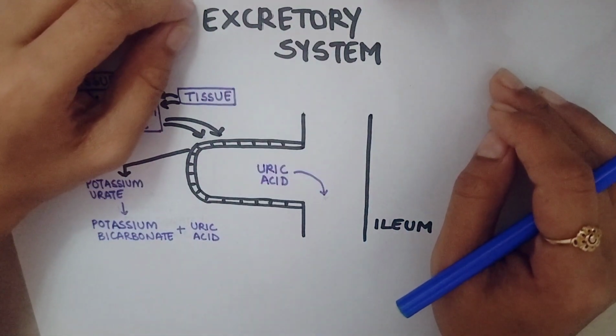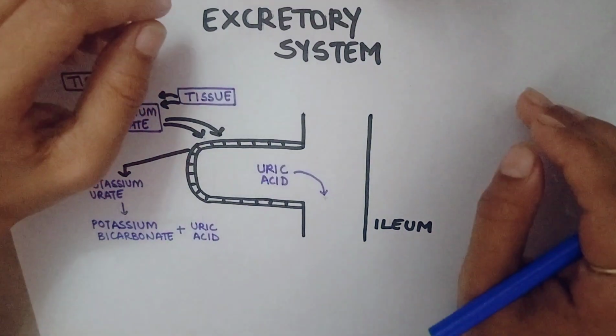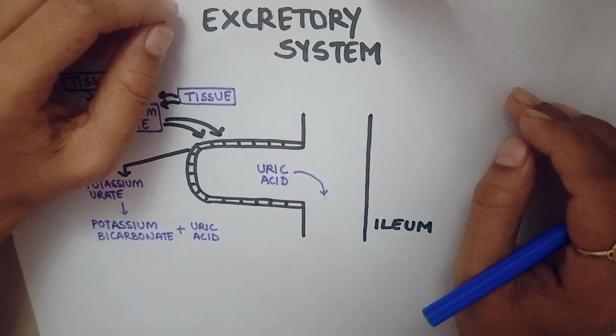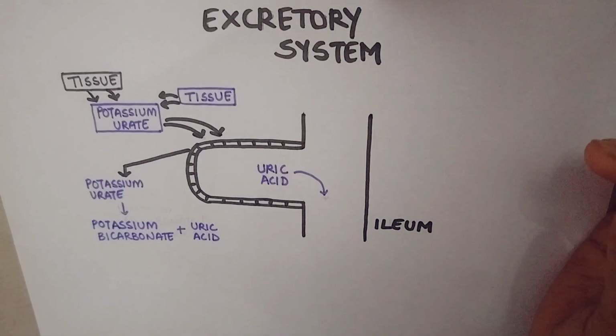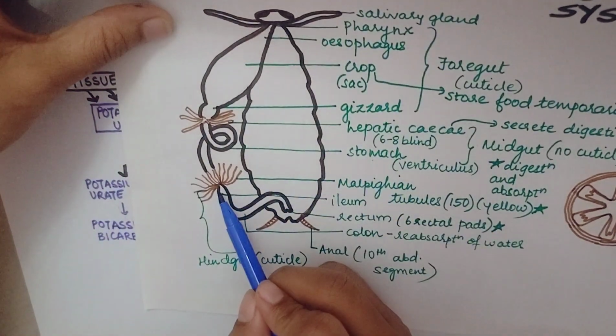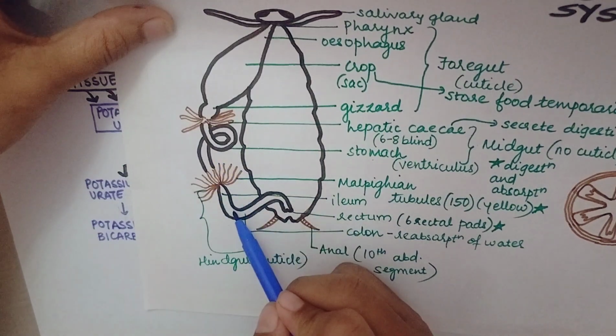In this video, we are going to learn about the excretory system of the cockroach. Now, as discussed earlier, you know that Malpighian tubules are the main excretory organ of the cockroach. So, where are these Malpighian tubules located? As we saw in the digestive system of the cockroach, we already saw that Malpighian tubules are located at the junction of midgut and hindgut.